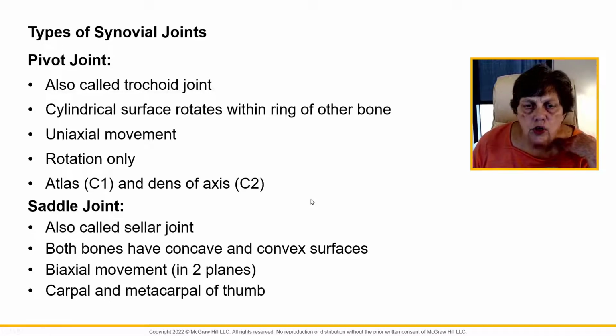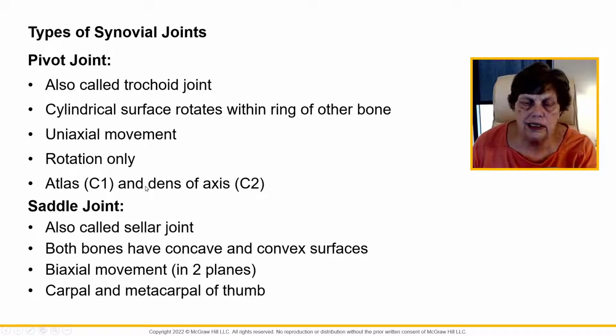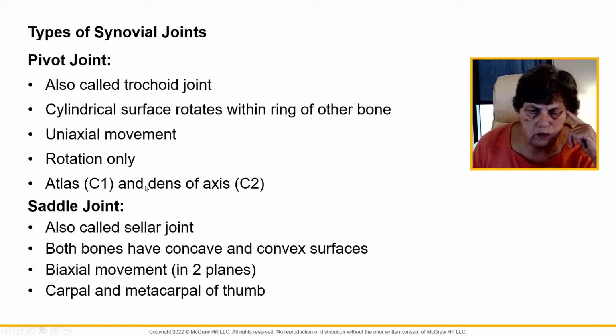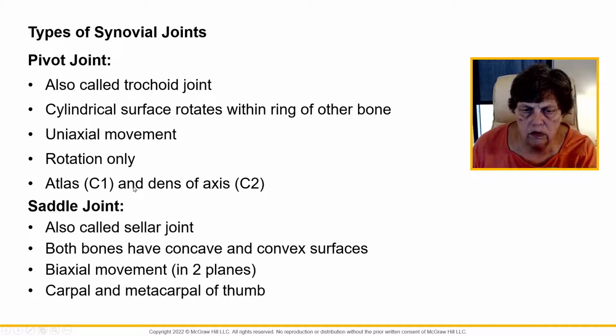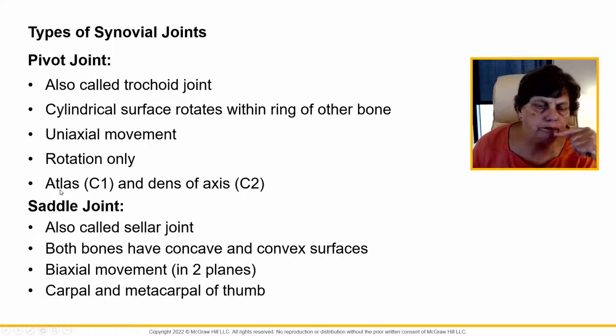All right, the pivot joint, basically you have a cylindrical surface that rotates within the ring of some other bone. You are literally pivoting. You are only getting rotation. The example of this, and I'll show you this when we get in the lab, is the atlas and the axis, where the dens sticks up and the atlas is able to rotate around it.